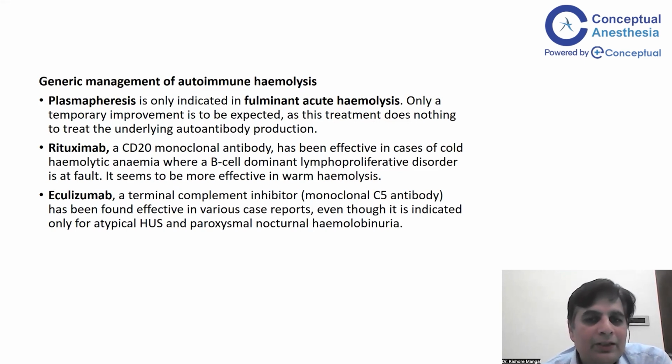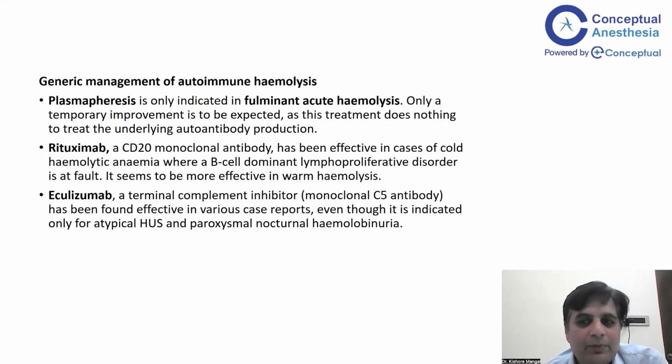So, clinical management. Management principles in patients who are having fulminant acute hemolysis: plasmapheresis is indicated. This is a grade 1, 2 indication in many of the hemolytic anemias. Plasmapheresis, in an emergency situation, you can do it. But this does not do anything to the underlying autoantibody production. So for that, you need to first identify the disease and give a specific treatment for it.